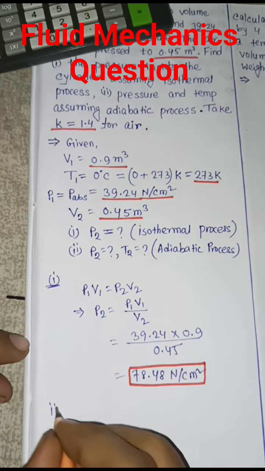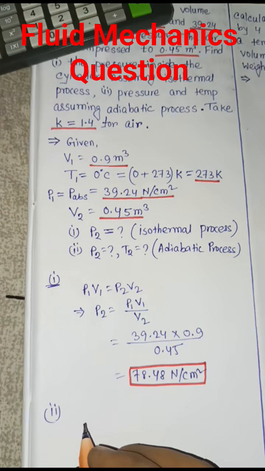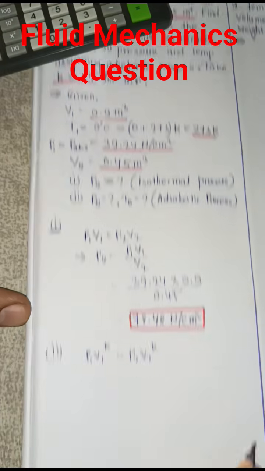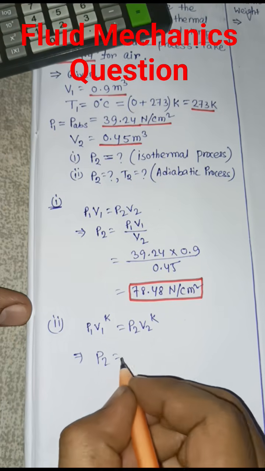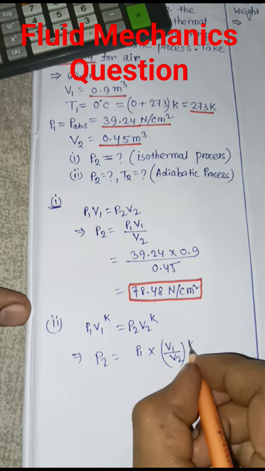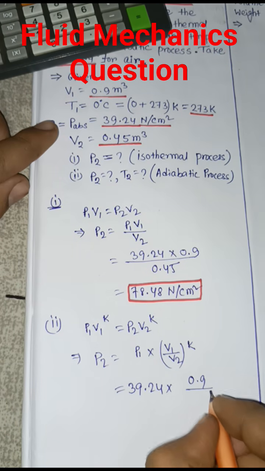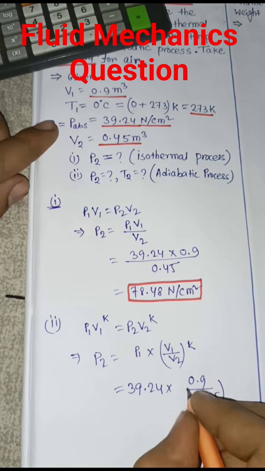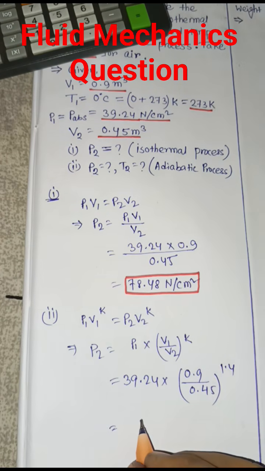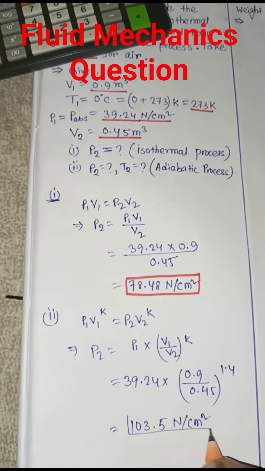And for the second case, you have to find the pressure and temperature for adiabatic process. For adiabatic process, we know that P1 V1 to the power K is equal to P2 V2 to the power K. So from here, P2 is equal to P1 into V1 by V2 to the power K. What is the value of P1? That is 39.24 into 0.9 by 0.45 to the power 1.4. So if you calculate this, the value will be 103.5 Newton per centimeter square. So this will be our other answer.